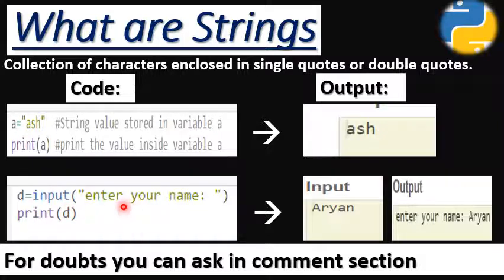Whatever I give as input will be stored inside my variable D, and that value inside D will be printed on my screen using the print function. See, here it asks me to enter your name and I give Aryan as input. So it has printed Aryan on the screen.